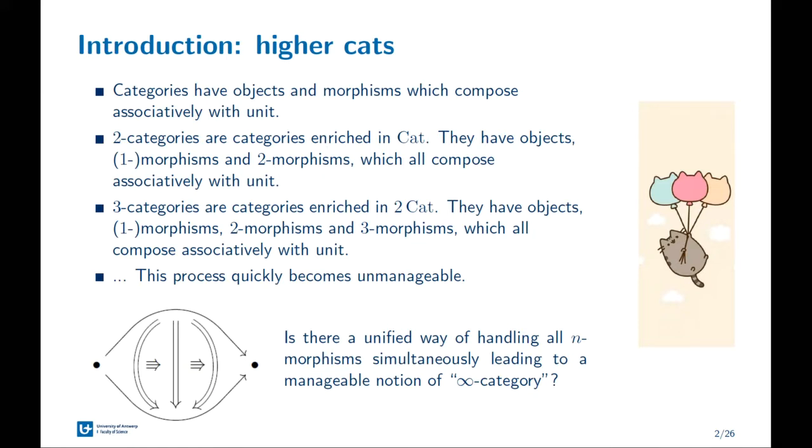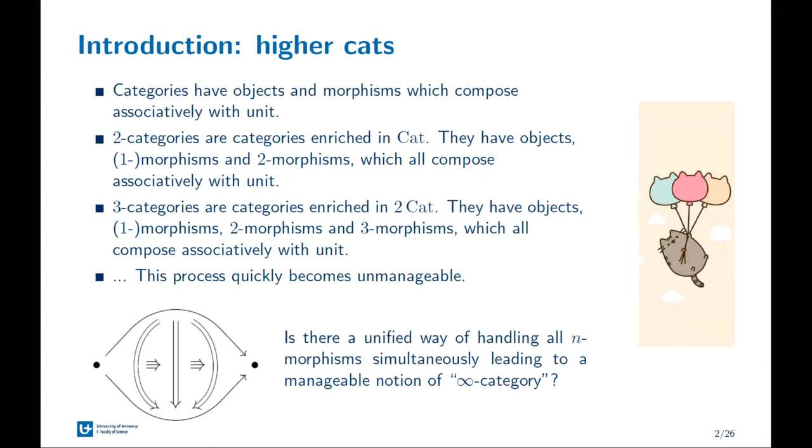In this situation, we're really working with two categories. So formally, they are categories enriched in the category of categories. So that means that the hom sets are no longer sets, but categories. In this case, we have objects, morphisms, or one morphisms, and so these two morphisms between the one morphisms. So these are the double arrows here below.